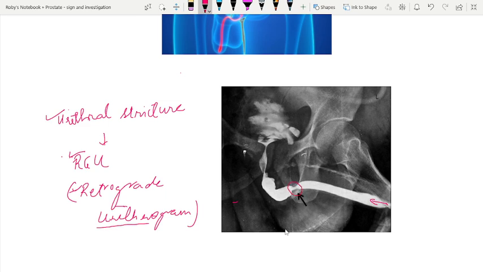Okay. For prostate, you need ultrasound abdomen with residual urine. For urethral stone, you need X-ray pelvis. For urethral stricture, you need retrograde urethrogram.